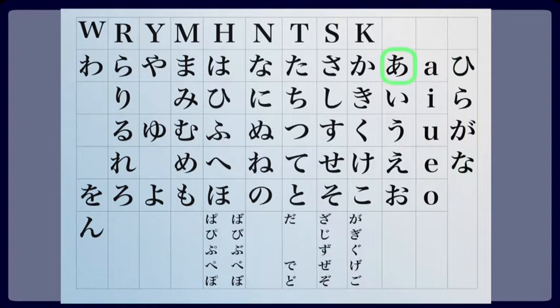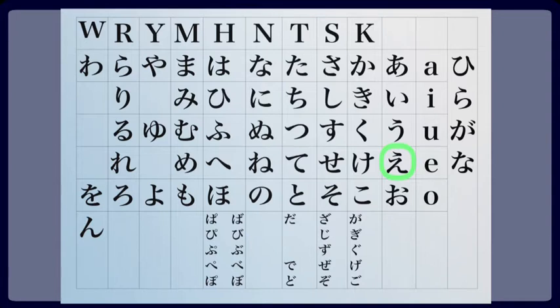The first one, A, is always A, as in the English word arm. The second vowel sound is I. We can remember that as I, as in the English word pit. The next sound, which can be a little bit confusing in English, is U, as in put. The fourth sound on the hiragana chart is E, as in pet.